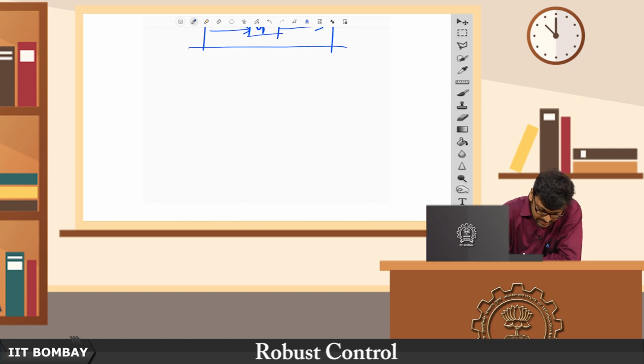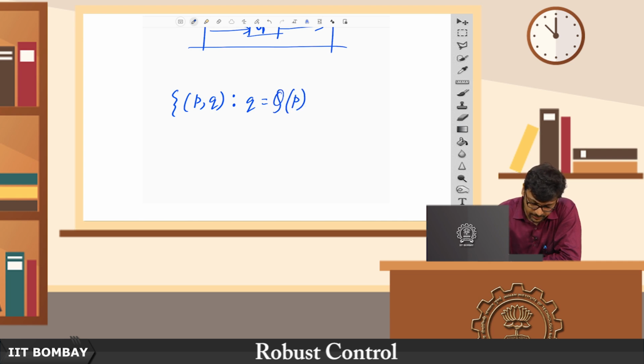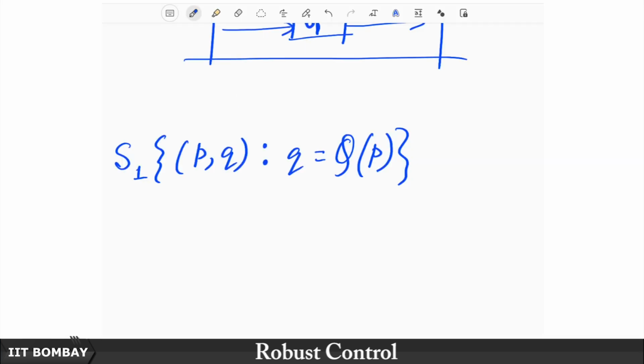Look at this set here. I am going to explain this in a little detail. This set is a set of signal pairs P, Q such that Q is given by this operator Q acting on the signal P. So, this is one set. It is a set of all such signal pairs which are input output pairs, right? You give P as an input to this operator big Q and you get small q as the output. All such pairs of signals I capture in this S1, and then I have this set S2.